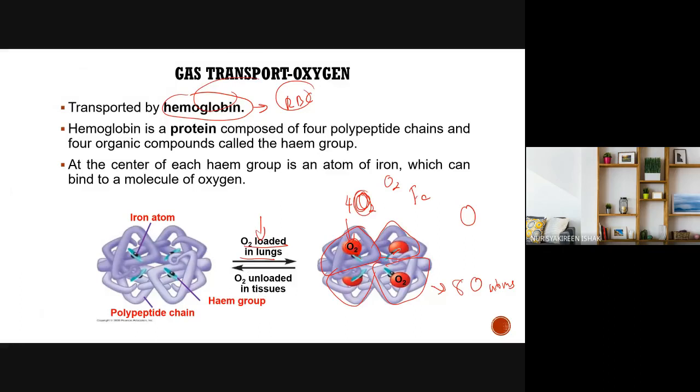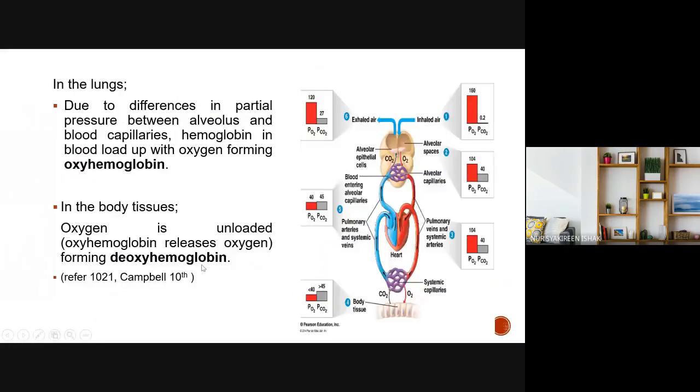Oxyhemoglobin. Okay. And then oxygen is unloaded in tissues to supply oxygen to your body cells. So in the lungs, due to the differences in partial pressure between the alveolus and the blood capillaries, hemoglobin in the blood loads up with oxygen, forming oxyhemoglobin. So bila oxygen tu bind kepada hemoglobin, we call it oxyhemoglobin. So this occurs in the lung lah.